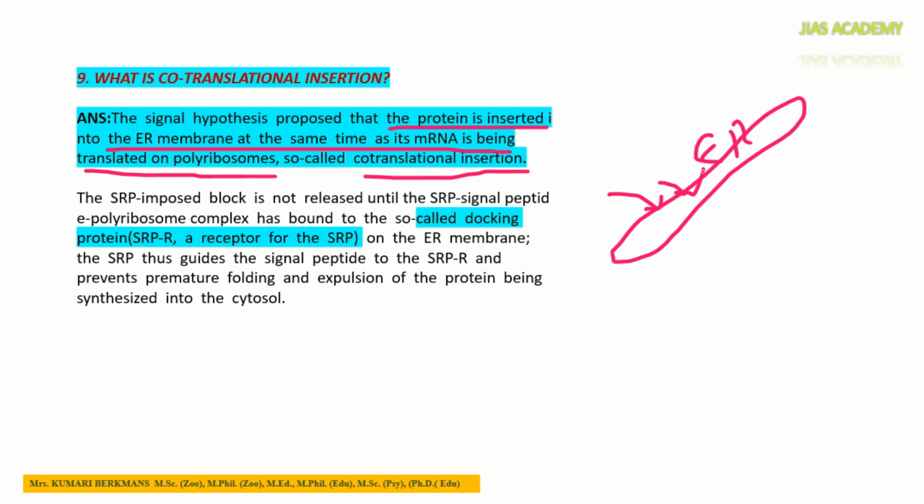The SRP-imposed block is not released until the SRP signal peptide polyribosome complex has bound to the so-called docking protein on the endoplasmic reticulum membrane. The SRP thus guides the signal peptide to the SRP receptor and prevents the premature folding and expulsion of the protein being synthesized into the cytosol.